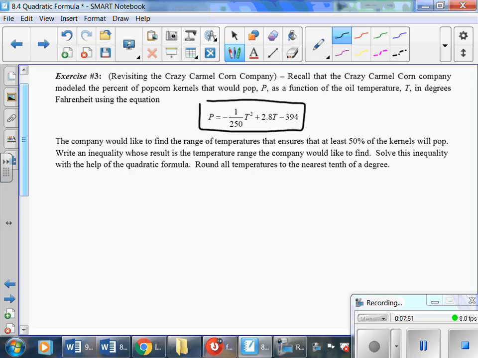So the company would like to find the range of temperatures that ensures that at least 50% of the kernels will pop. And remember, our P represents percent. All right, so write an inequality whose result is the temperature range the company would like to find. Solve this inequality with the help of the quadratic formula. So basically what they're saying is they want you to take the negative 1 over 250 t squared plus 2.8 t minus 394 has to be greater than or equal to 50, because remember, P represents the percent.